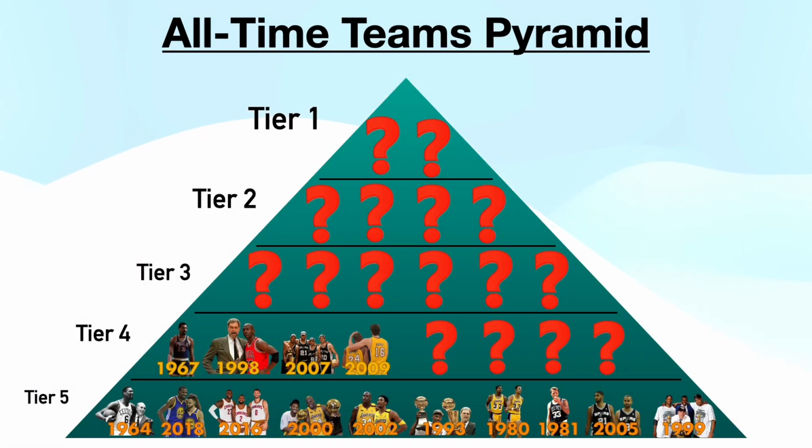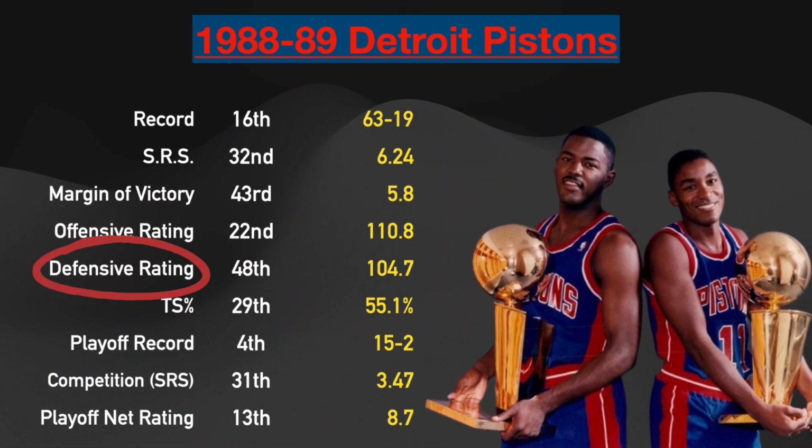The next team we have in Tier 4 is the Bad Boy Pistons from 1988 to 1989. The Bad Boy Pistons were the villains of the league, the team that people like to talk about when they talk about physical basketball from the 80s. This team was led by point guard Isaiah Thomas, but was supported by Joe Dumars, Bill Laimbeer, Dennis Rodman, and Rick Mahorn. Despite placing 48th all-time in defense, this team was known as a defensive powerhouse.